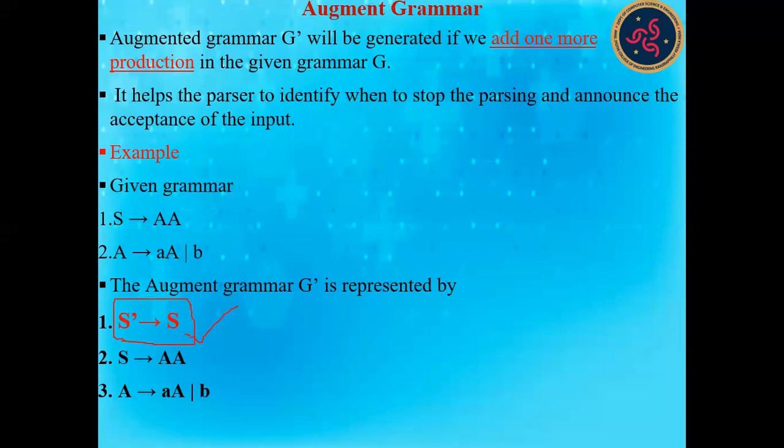What is the use of this augment grammar? It helps the parser identify when to stop parsing and announce acceptance of the input. In order to identify when we have to stop parsing, and whether the given input string is accepted or not by the parser, a new production is added, the augment production. Therefore, the grammar is termed an augment grammar.